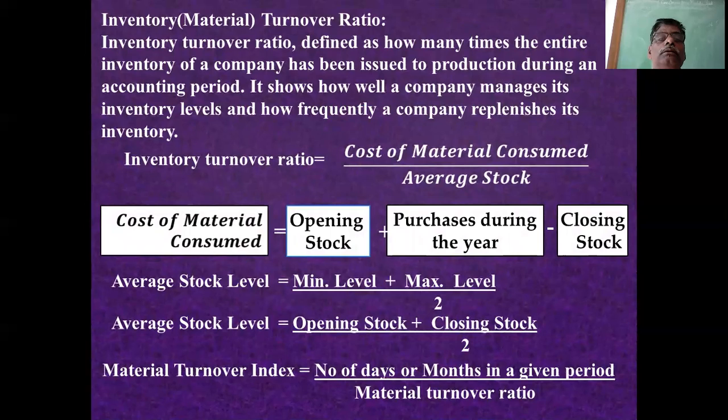And the third technique is inventory turnover ratio or material turnover ratio. What is inventory turnover ratio or material turnover ratio? It is defined as how many times the entire inventory of the company has been issued to the production department during an accounting period. That means in one accounting period, how many times the entire stock kept in the godown is issued to the production department.